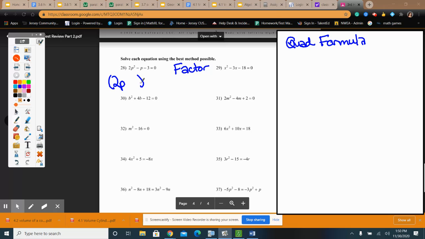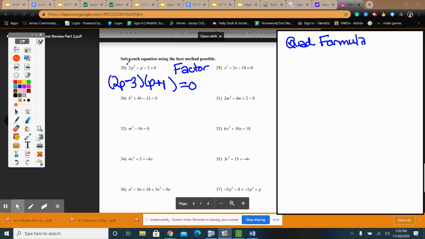2p and p, and then 3 and 1. Well, if I put the 3 here, that's going to be 6. That's too big. So the 3 would have to be here, and the 1 would have to be there. I need to get a negative p, so the -3 would go here, and then the +1 would go there. It does factor.